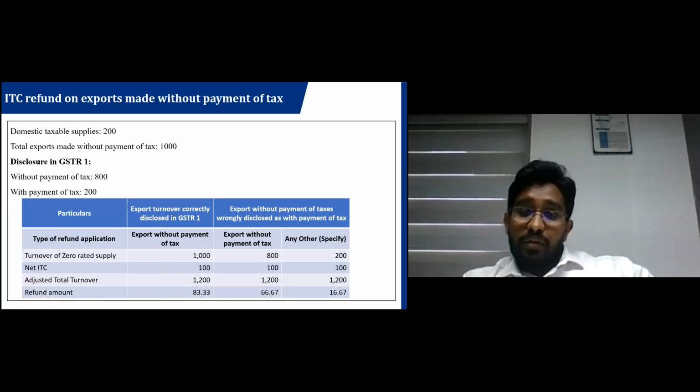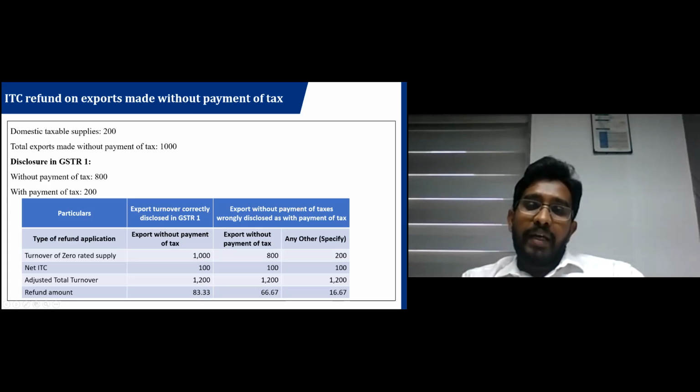Now, what should I do? Under the without payment of tax category, you claim refund in proportion to 800 rupees. That 800 turnover is correctly disclosed in GSTR 1. You can claim refund under the without payment category. You will get 66.67 rupees. The balance 16.67 rupees you can claim refund under any other category. You can prepare the table computations in this format and submit them to your officers. Anyhow, it will be difficult to convince tax officers. That depends on the knowledge level of your jurisdictional officer on this type of adjustments.